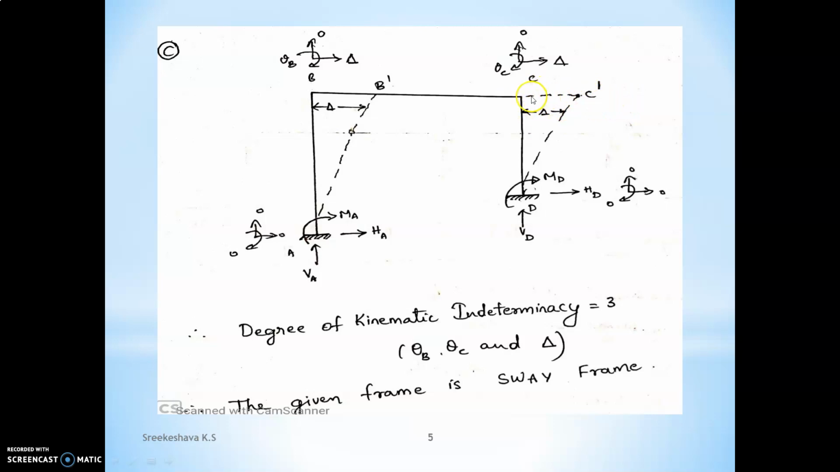Because here I am not providing any support, it will sway by the same amount. Clear? And also the rotation is possible. Theta B is possible here, there is no resisting. Here also theta C is possible. There is no resistance with moment.